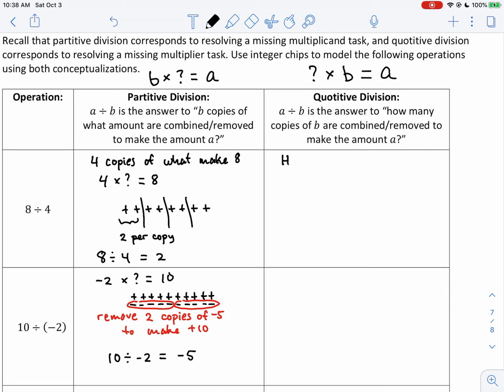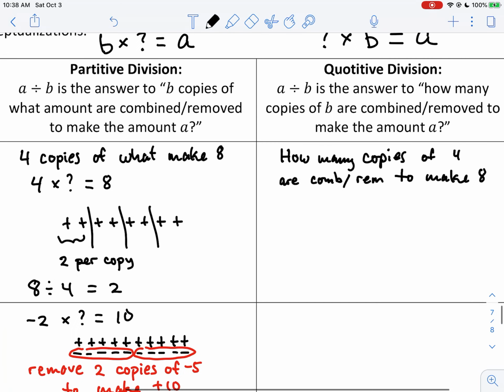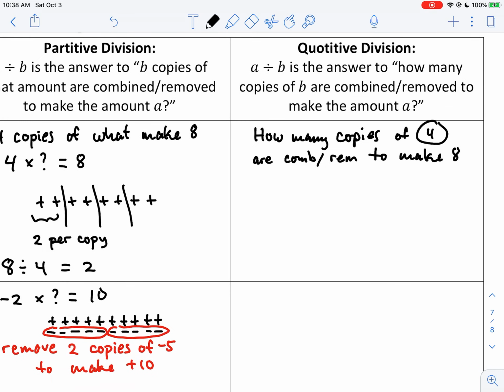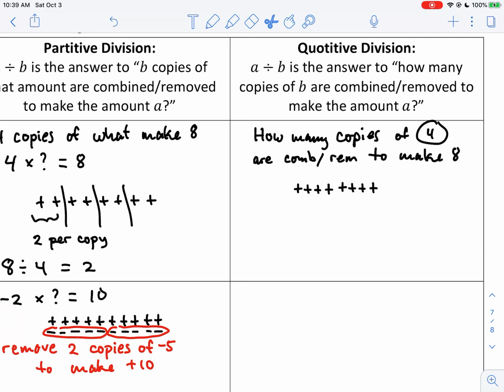So 8 divided by 4 translates into how many copies of 4 are either combined or removed. We'll have to decide which we're doing here to make 8. Well, I'm copying 4, and I'm trying to count how many copies. So there's a representation of 4. A second copy will make 8.